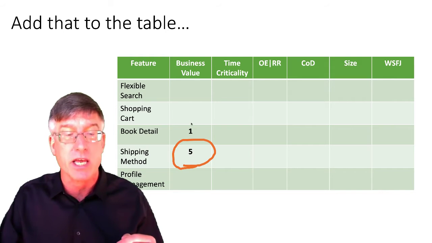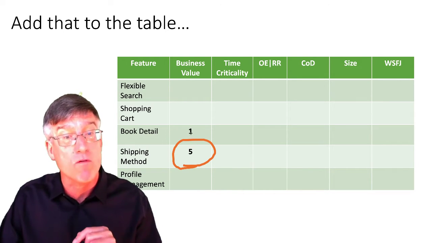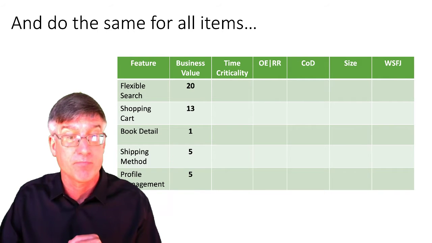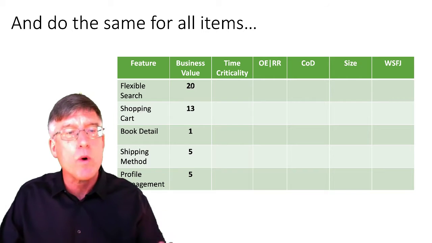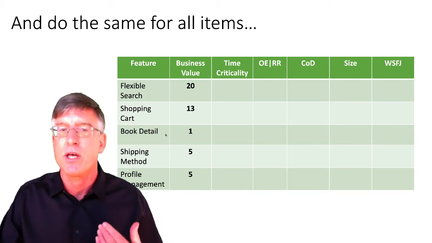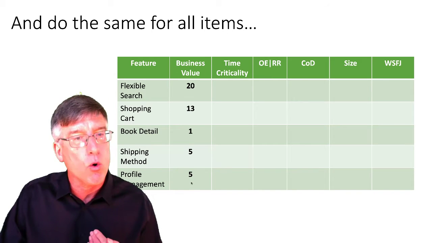Okay, so we want to maintain consistency. If we say something's a 5, it means it has 5 times more value than a 1. And we do the same for all the other items. So flexible search has 20 times more business value than book detail. It has 4 times more business value than shipping method or profile management.